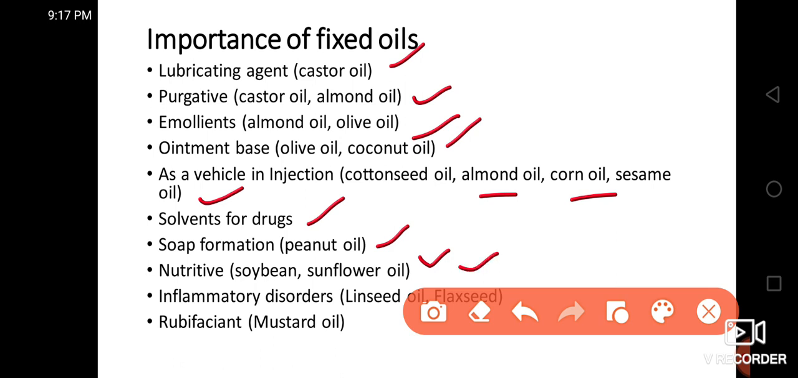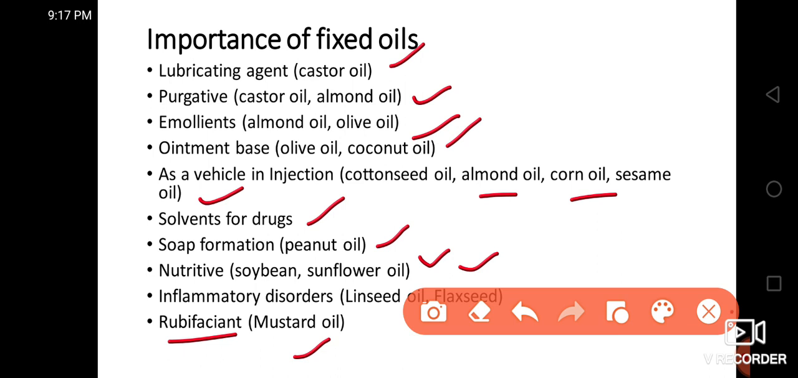They also treat inflammatory disease, and for lubrication there is mustard oil. So they are very important, not only for your hair, not only for your body. They are also important for various other roles in the pharmaceutical industry.